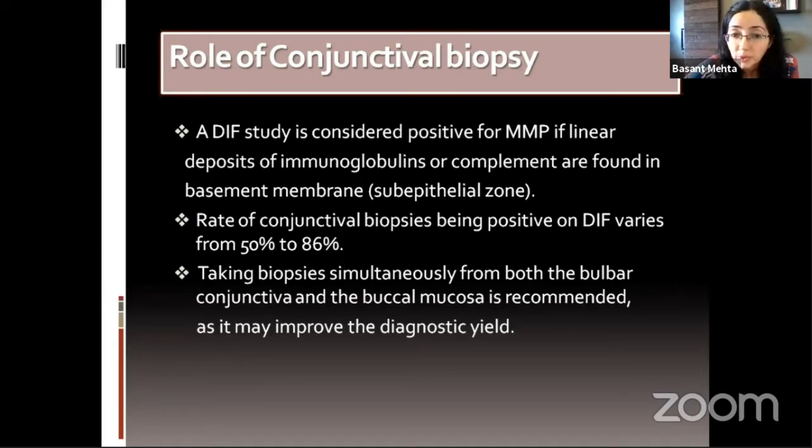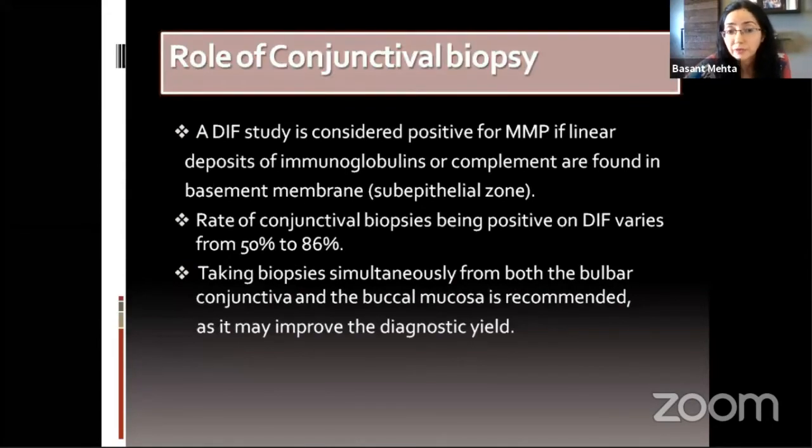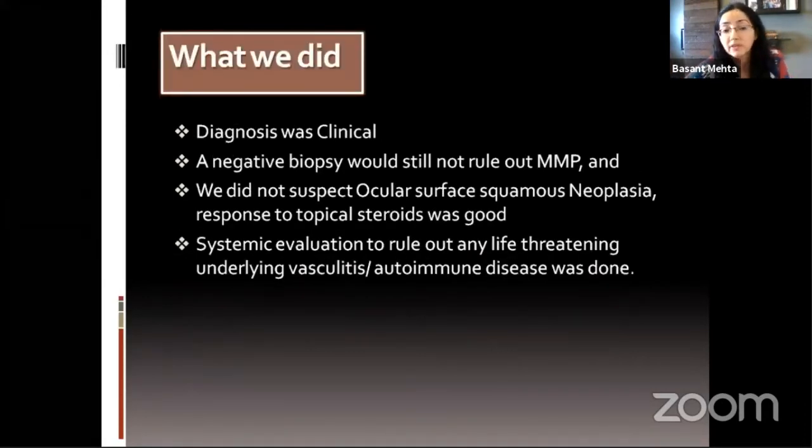The immunofluorescence will show deposition of immunoglobulins in the subepithelial zone. The biopsy positivity rate is 50 to 86%, and it's better to take biopsy from both the conjunctiva and the mucous membrane to improve the diagnostic yield.